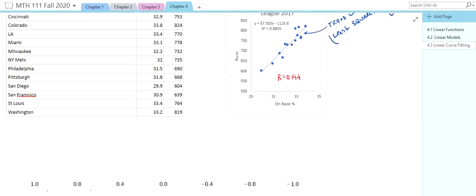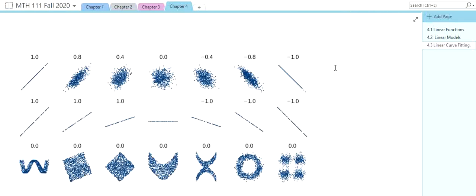So we have this. I pulled this from the text. We have a bunch of different scatter plots here of data with their corresponding R values, so you can kind of get an idea what the R values mean.